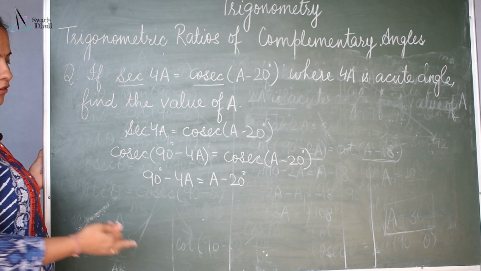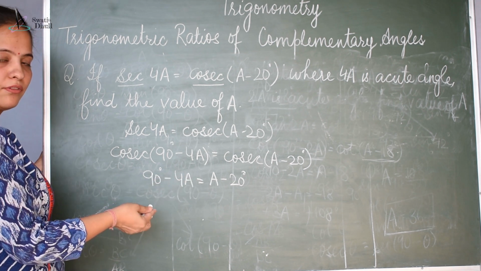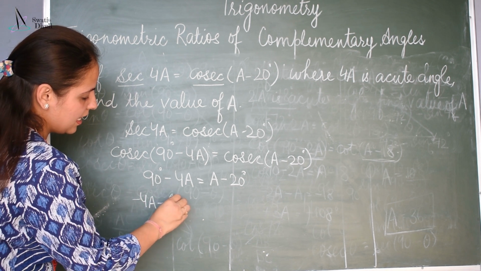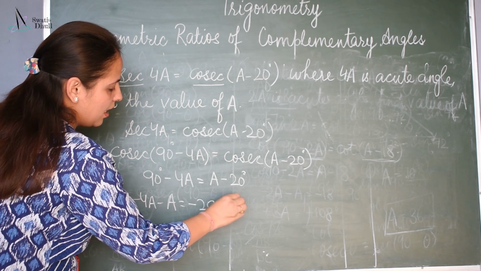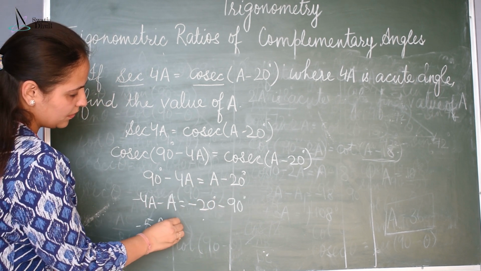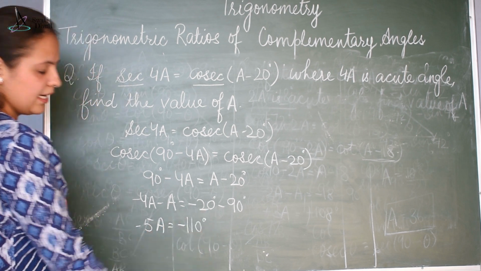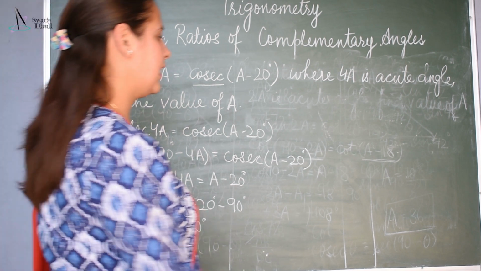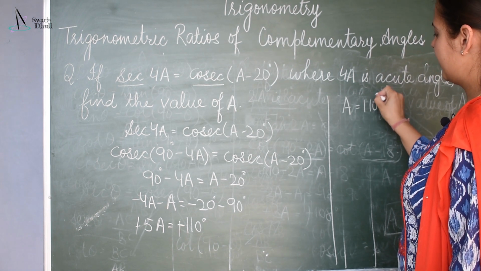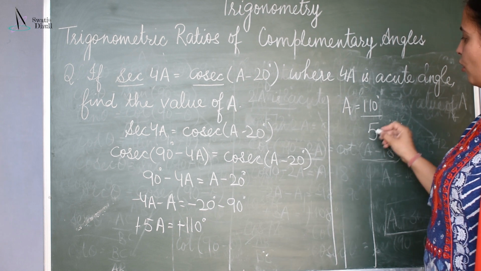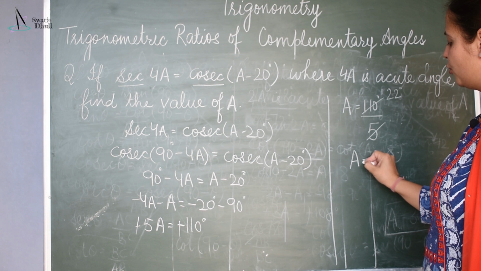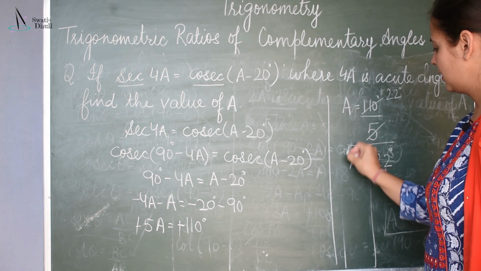Now I need to find out the value of a. So I will transpose. So minus 4a minus a is equal to minus 20 minus 90 degree. Now this becomes minus 5a is equal to minus 110 degree. Minus and minus will be cancelled. So a is equal to 110 degree divided by 5. What will I get here? I will get 22. So a is equal to 22 degree.